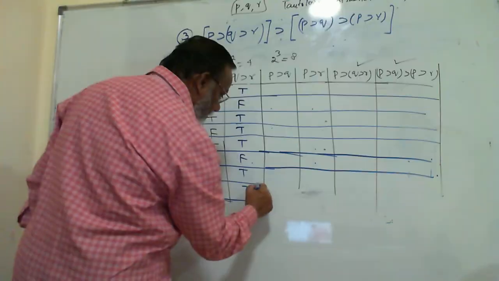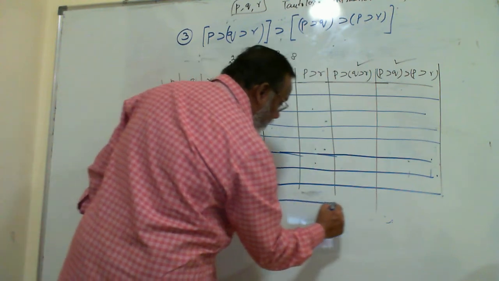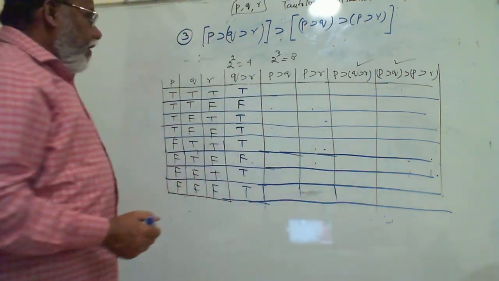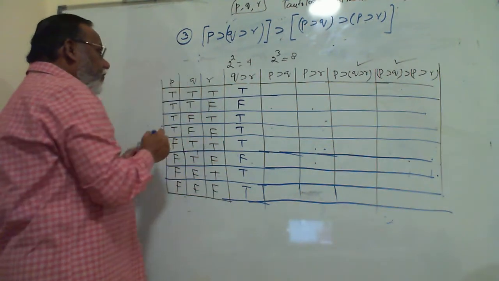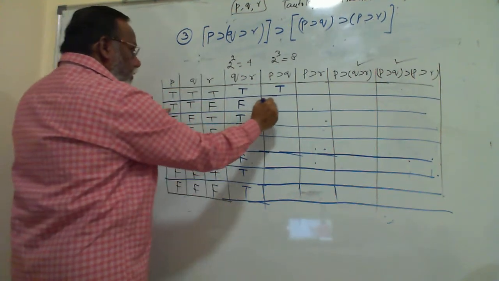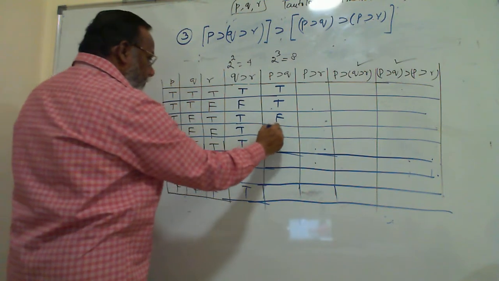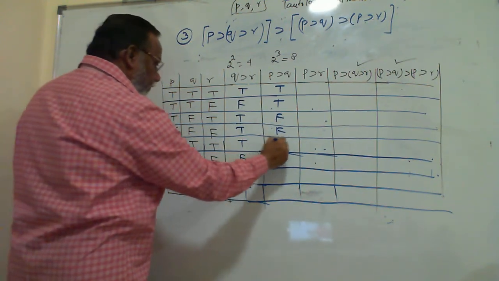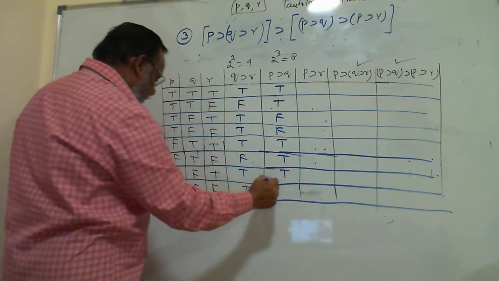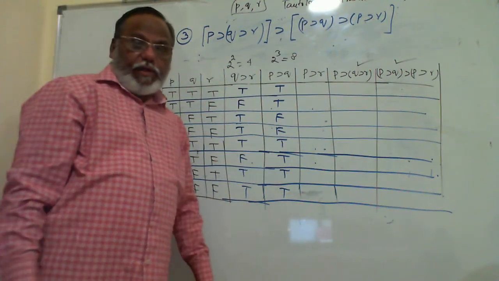So we will draw like this. Okay. Exactly in a similar way I can do P implies Q. Again T and T give you T, T and T again give you T, T and F give you F, T and F give you F, F and T give you T, F and T give you T, F and F give you T, and F and F give you T. The implication rule is like that.